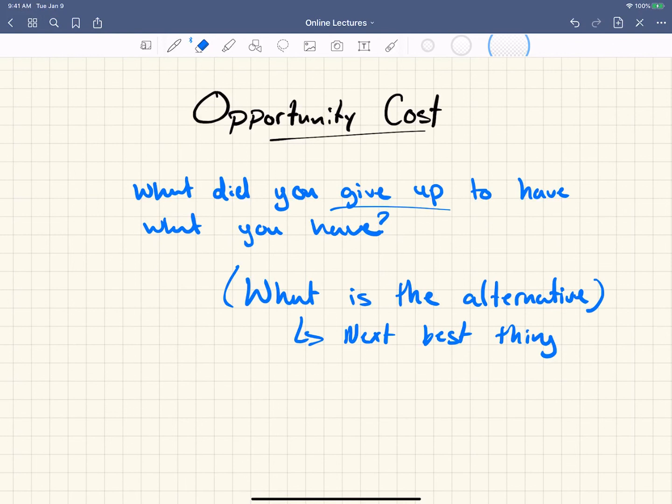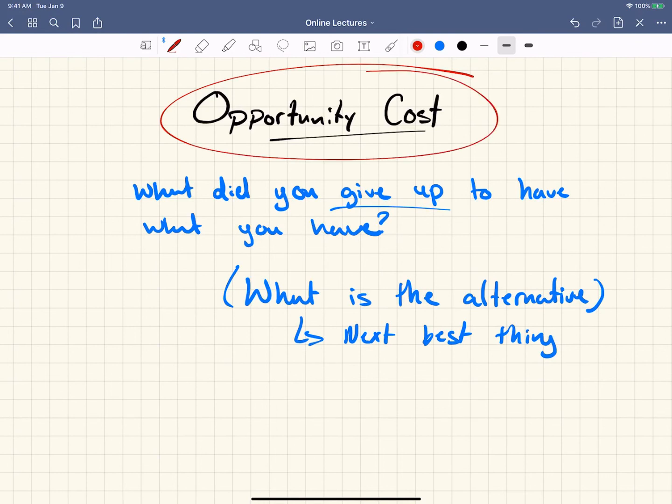What do you give up to have what you have, or to buy what you buy, right? Let's do one more example. You go to the restaurant and you order a hamburger. If you hadn't ordered that hamburger, what would you have gotten? The tacos? If that's the case, then the opportunity cost of that hamburger is tacos. Now there's the explicit cost, or the actual cost, of $12 for the hamburger, and then there's the opportunity cost of what you gave up, right? So this is the definition of an opportunity cost in economics.